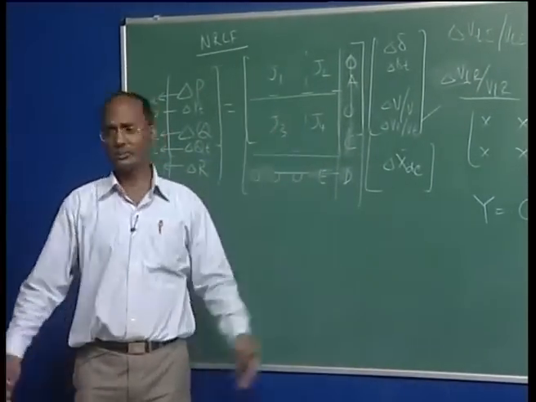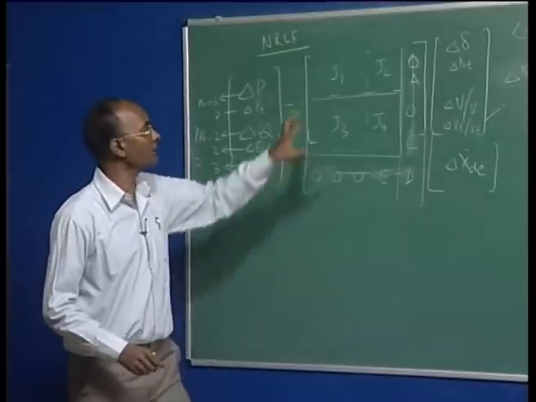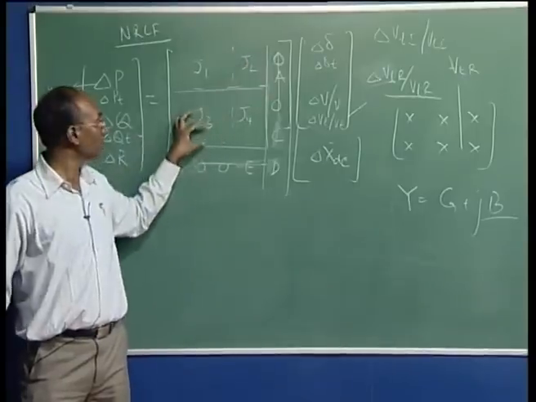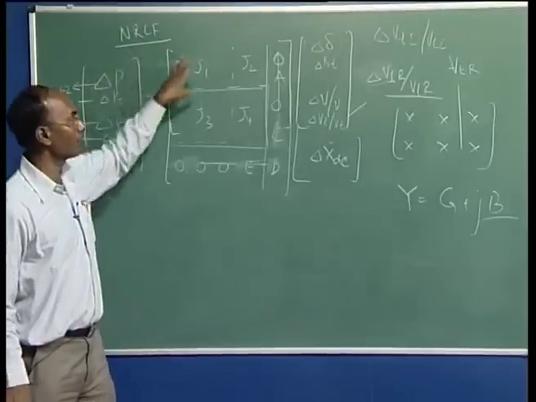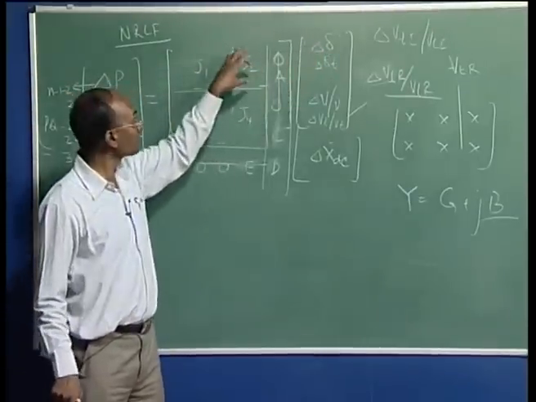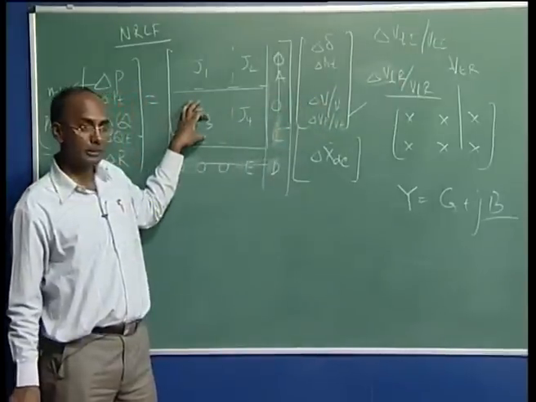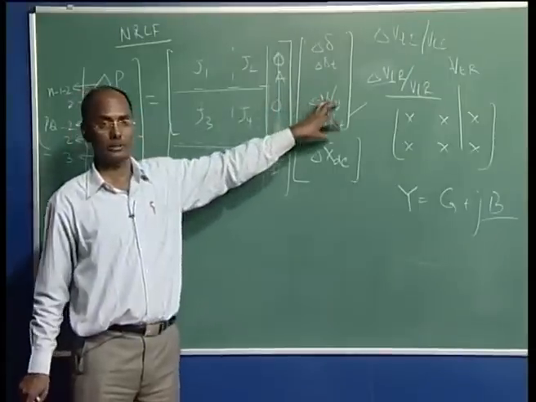Here J1, J2, J3, J4; sometimes people write H, N, M and L in some books you will find. So the purpose is that this H is your J1, here is J2. This is a derivative of your real power with respect to delta. This is your real power with respect to voltage, here reactive power with respect to delta, and here again the derivative of your reactive power with respect to voltage.